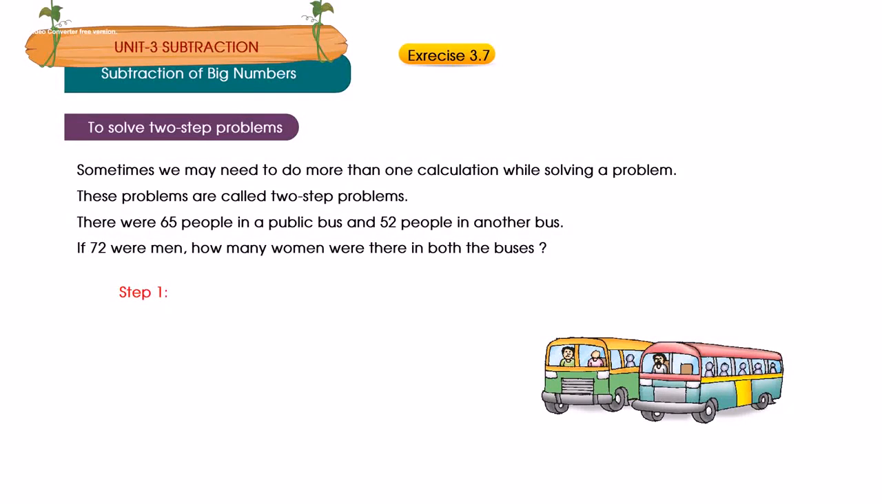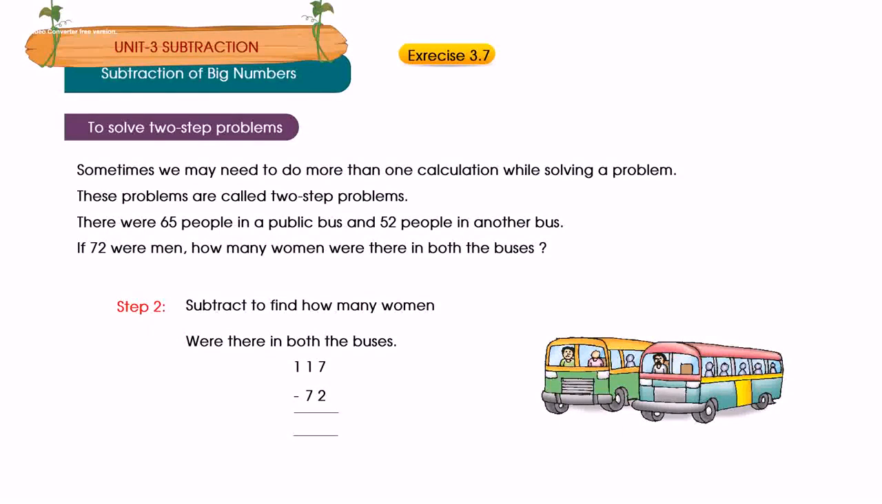Step 1. Add to find how many people were there in both the buses. 65 plus 52 is equal to 117. Step 2. Subtract to find how many women were there in both buses. 117 minus 72 is equal to 45. Answer. There were 45 women in both the buses.